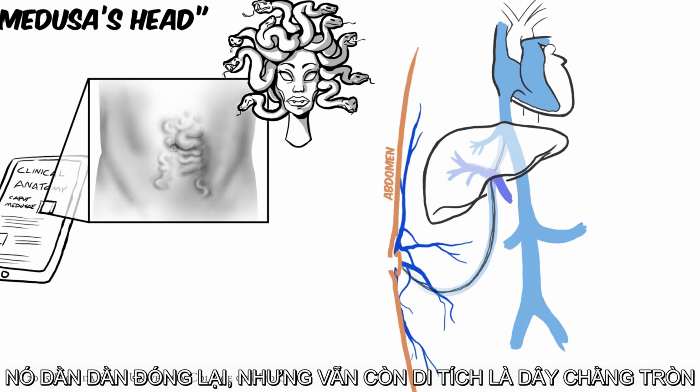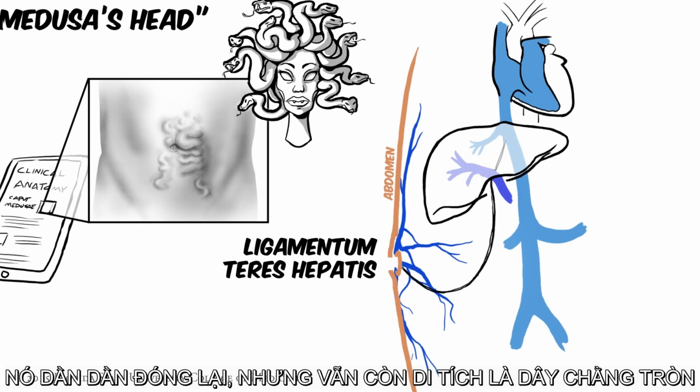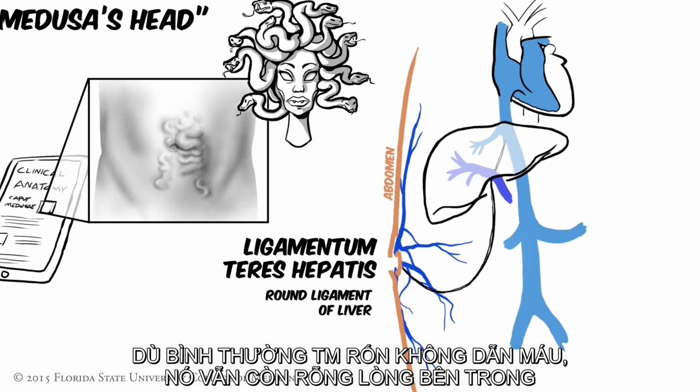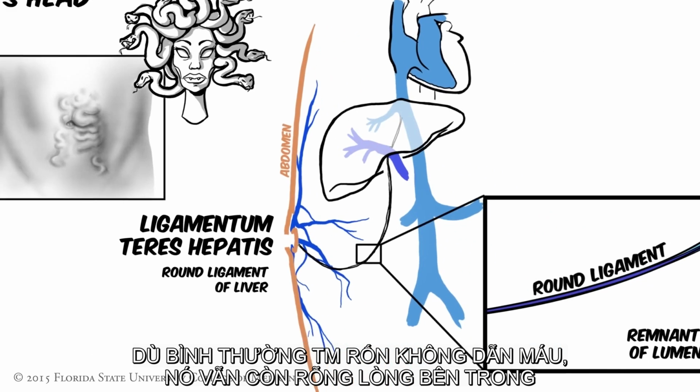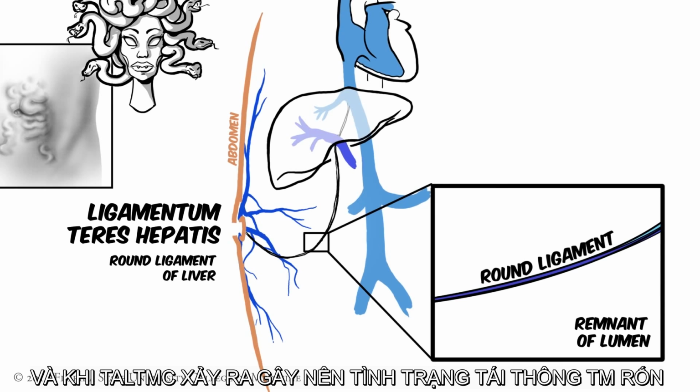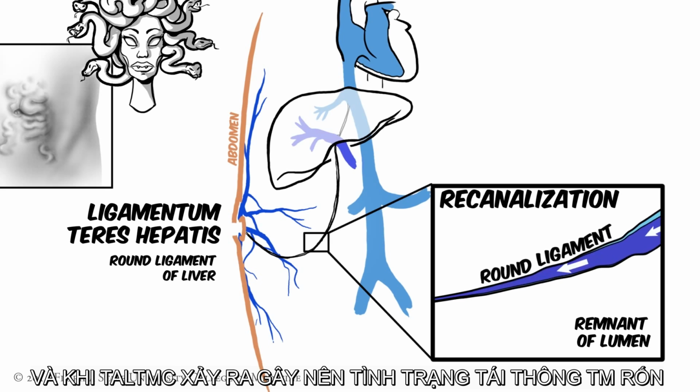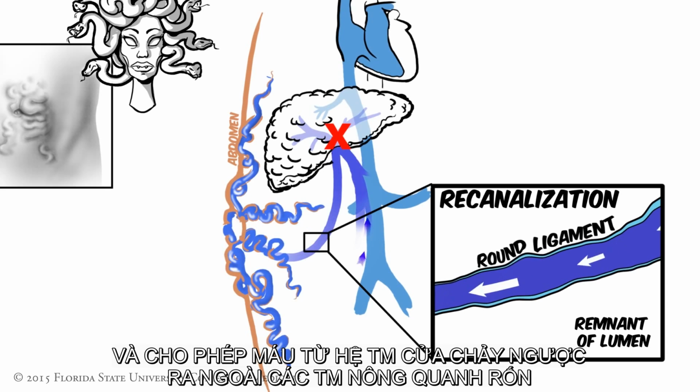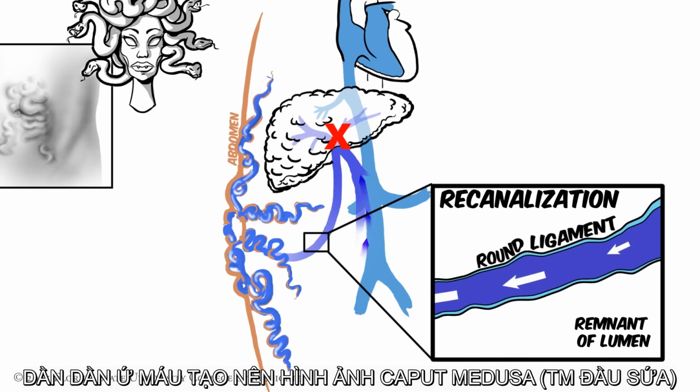It gradually becomes closed off, but remains in the body as the ligamentum teres hepatis, or round ligament of the liver. Even though the round ligament does not normally transmit blood, it still maintains the remnant of a lumen, and the pressure increase from portal hypertension can be sufficient to reopen this channel and allow backflow of portal blood to the superficial veins of the periumbilical region. These then become engorged, forming the caput medusa.